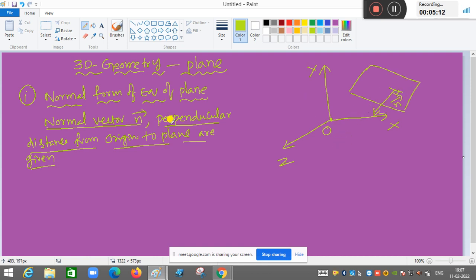So one more thing is given: perpendicular distance from horizon to plane. This is the perpendicular distance from horizon to plane. Okay, see, this line is not going inside the plane. Perpendicular distance means, this is horizon, this is the perpendicular distance.